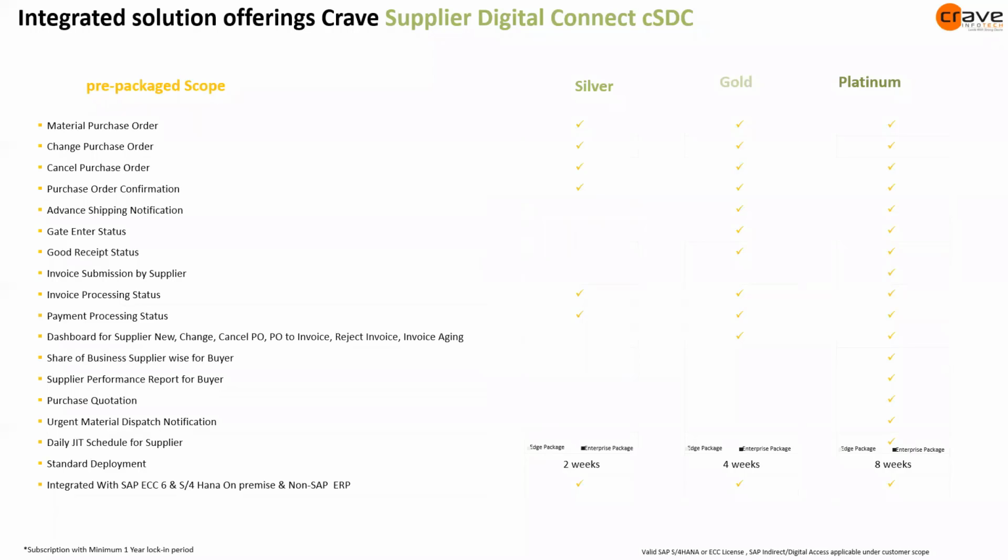So in order to meet your specific needs, we have created 3 different offerings: silver, gold, and platinum. The silver offering is structured in such a way that you do not need any licensing from SAP at all. So that allows you to do material purchase order, change purchase order, cancel purchase order, and creation of the advance shipment notification. Also, you can see the invoice processing status and the payment status. They don't need any licenses. Any vendor can use it anytime, no problem.